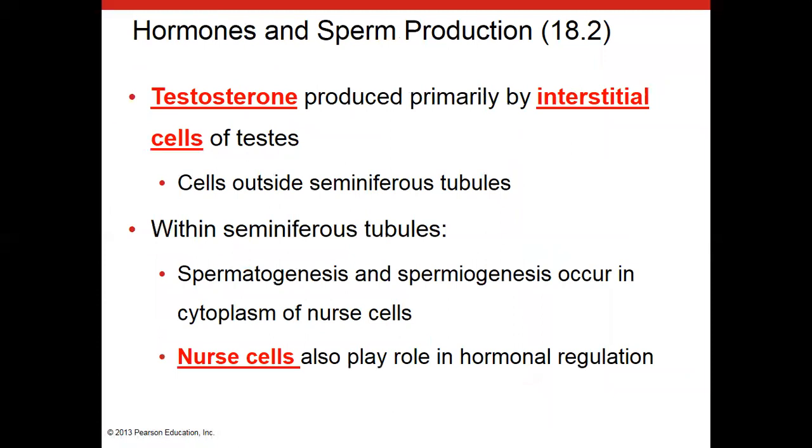Now, hormones related to sperm production. Testosterone is primarily produced by what are called interstitial cells. They're also called Leydig cells. They are cells outside of the seminiferous tubules, so think in the interstitium outside of the seminiferous tubules. Within the seminiferous tubules, there's another set of cells called nurse cells. They're also called Sertoli cells, that basically nourish and provide nutrients to the sperm to allow them to grow. They play a role in hormonal regulation, but their major job is to nurse sperm as they're maturing.